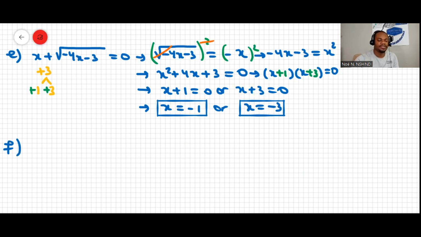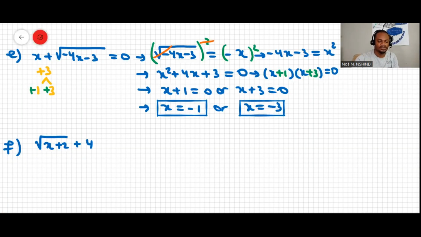Now question F says square root of x plus 2, plus 4 equals x. So over here, we have two terms. We need to get rid of one term, and the term that we are supposed to move to the other side of the equal sign is this positive 4.